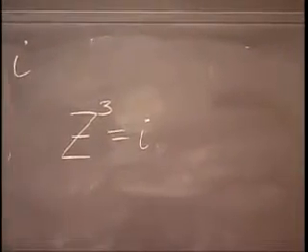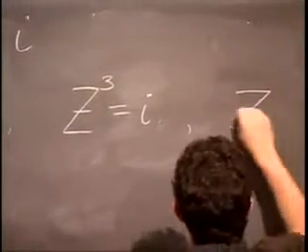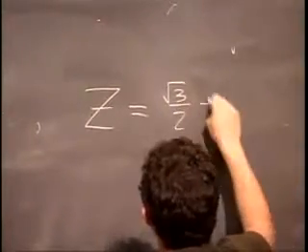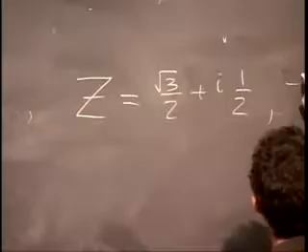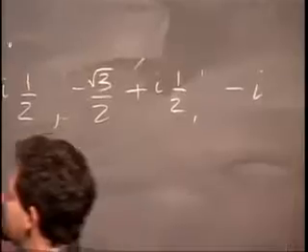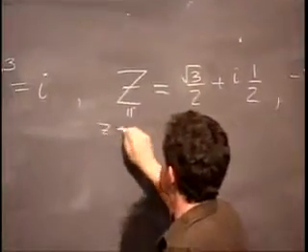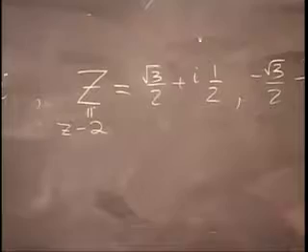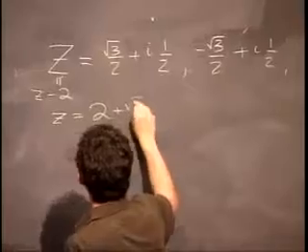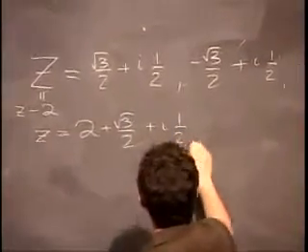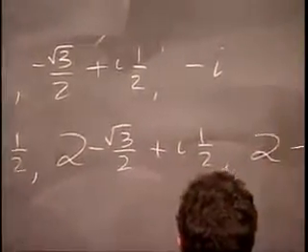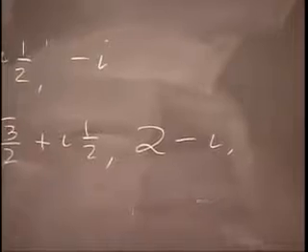Now, I'm not going to bother doing it again. I already know the solutions: capital Z is root 3 over 2 plus i times a half, minus root 3 over 2 plus i times a half, and minus i. And of course, this is equal to little z minus 2. So to find little z, you just add 2 to all these solutions. So z is 2 plus root 3 over 2 plus i times a half, 2 minus root 3 over 2 plus i times a half, and 2 minus i. Nothing to that. It's sort of silly.